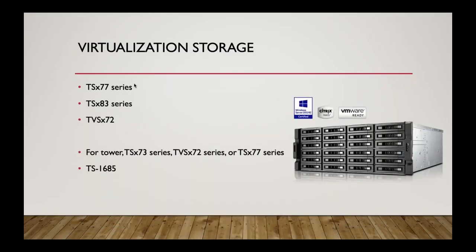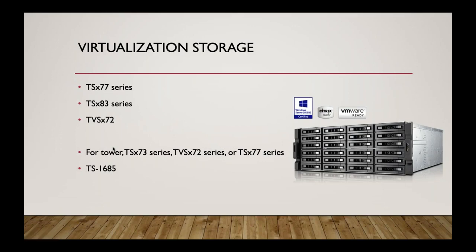For Virtualization Station, you want NAS that have excellent IOPS. So our 77 series and our 83 series have excellent IOPS, and our 72 series still have quite good IOPS, and they're a little bit lower cost. And those are for the rack mounts. For the tower, for either of these, you typically want SMB high-end and above.